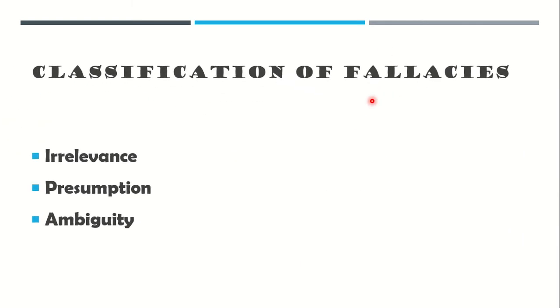So, fallacies are being classified into three groups, or three kinds, or three types. We have the first one, irrelevance, presumption, and ambiguity. I guess you already have prior knowledge on each of the definitions of these words. So, we're just going to deepen it and explain it further, what the true meaning of the different classifications of fallacies is.